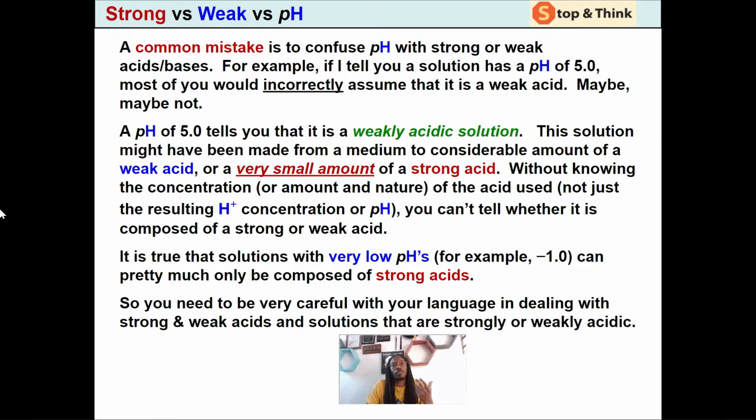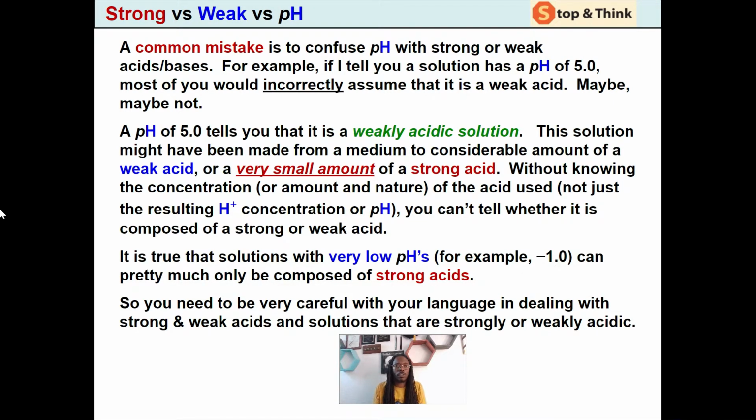It can be composed of either a weak acid or a very small amount of a strong acid because we understand, right, that pH is the solution, not necessarily the acid, or pOH or the base in the same instance, okay? So we want to understand that when we're going forward. Be careful with your language.